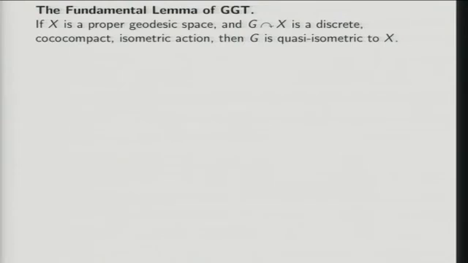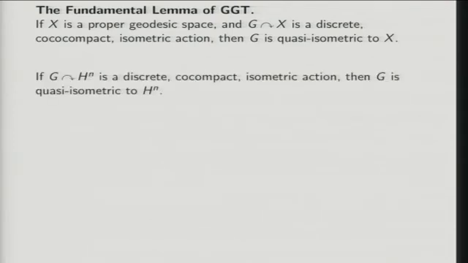And then you have a group acting on it, say G, which is discrete, co-compact, and isometric, then the group is quasi-isometric to X. In other words, these conditions imply that G is finitely generated. And then you take any finite generating set for G, and you look at the associated Cayley graph, and that will be quasi-isometric to the space X.